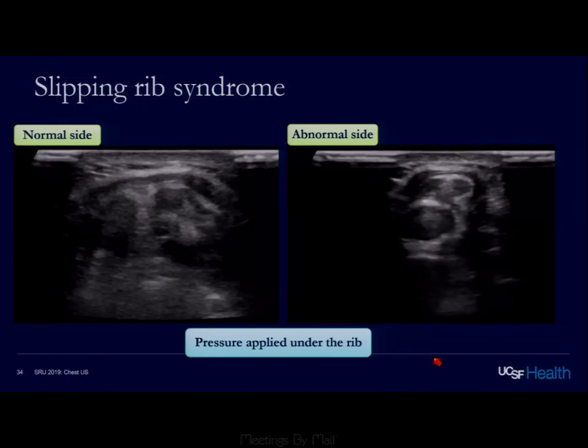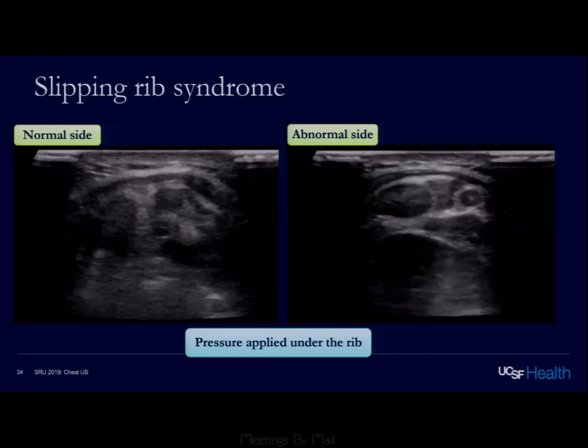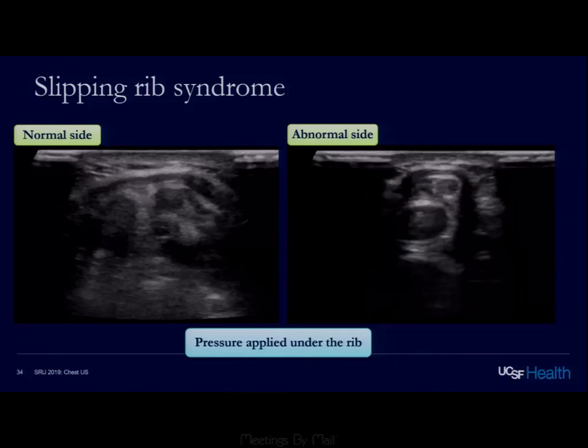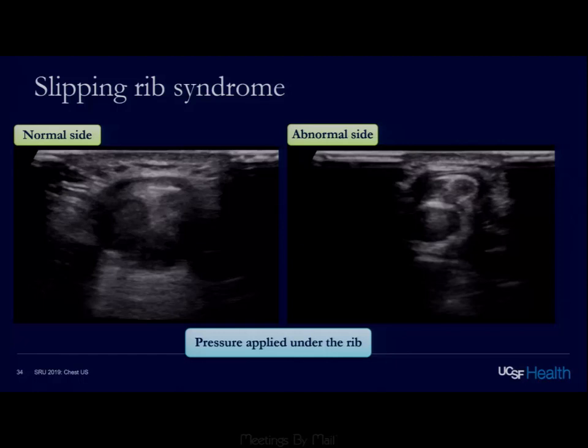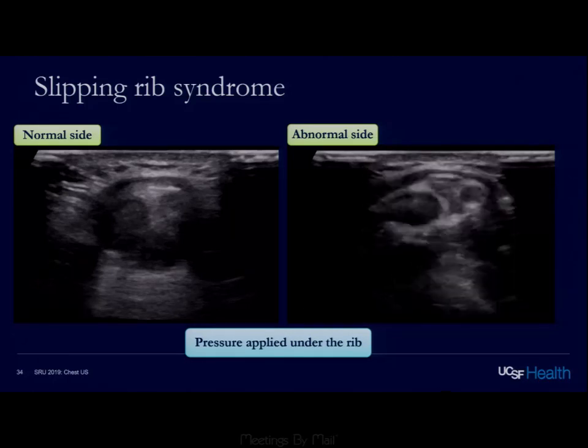So the lower rib is actually slipping in front or anterior to the higher rib. You can almost hear the click in your head, I think. Moving on.